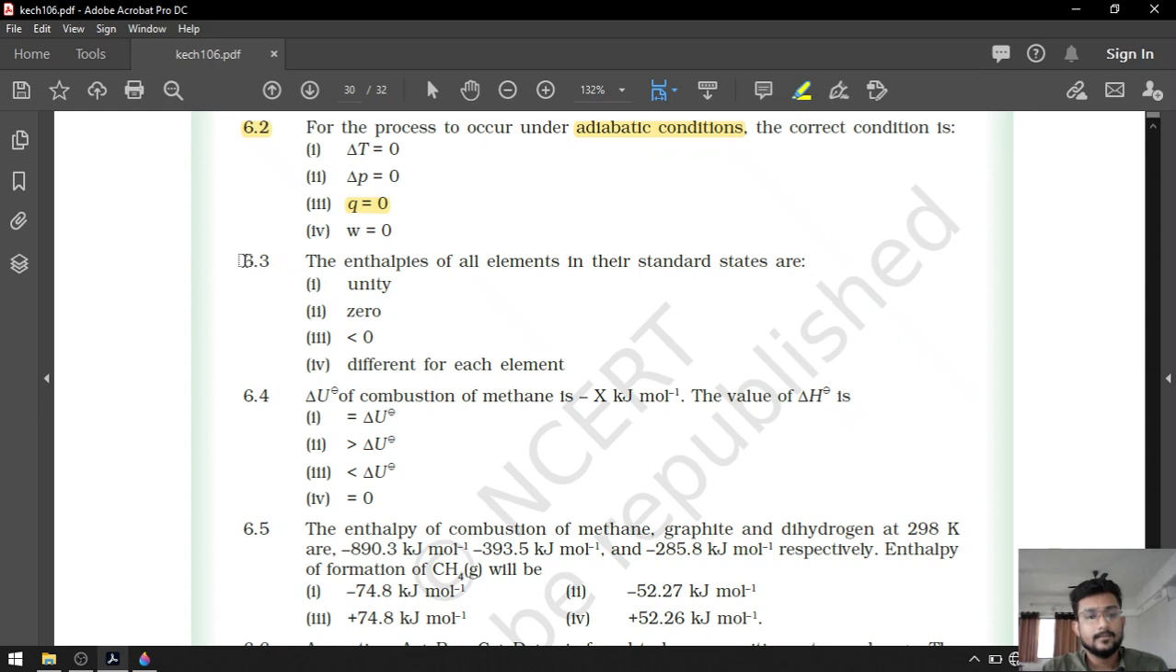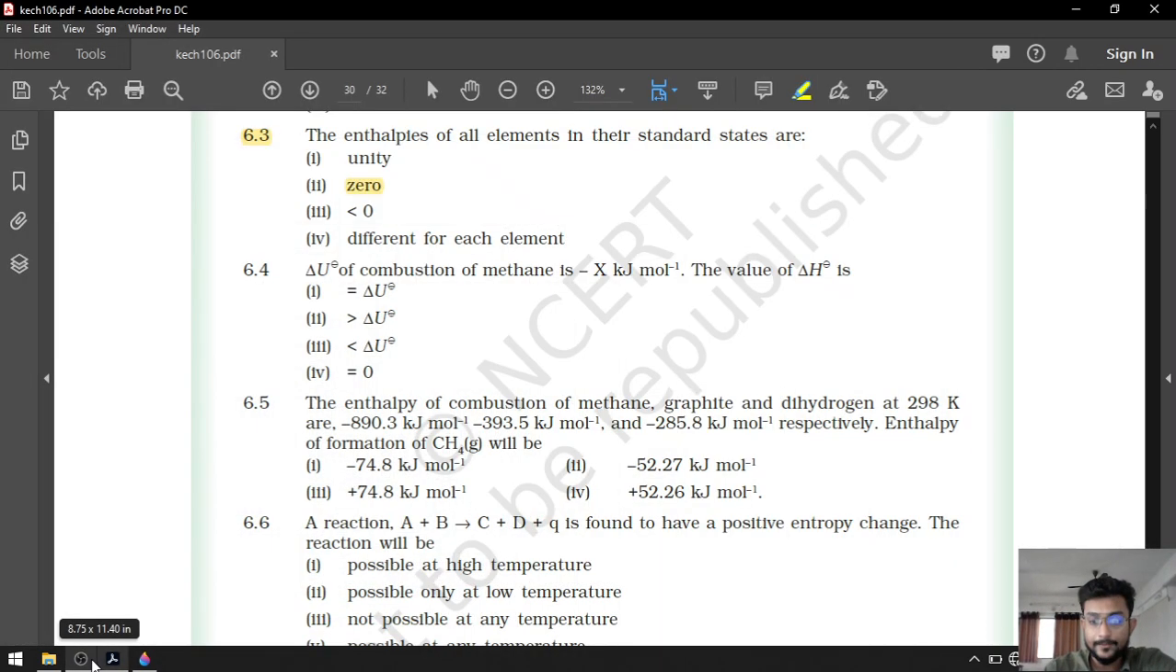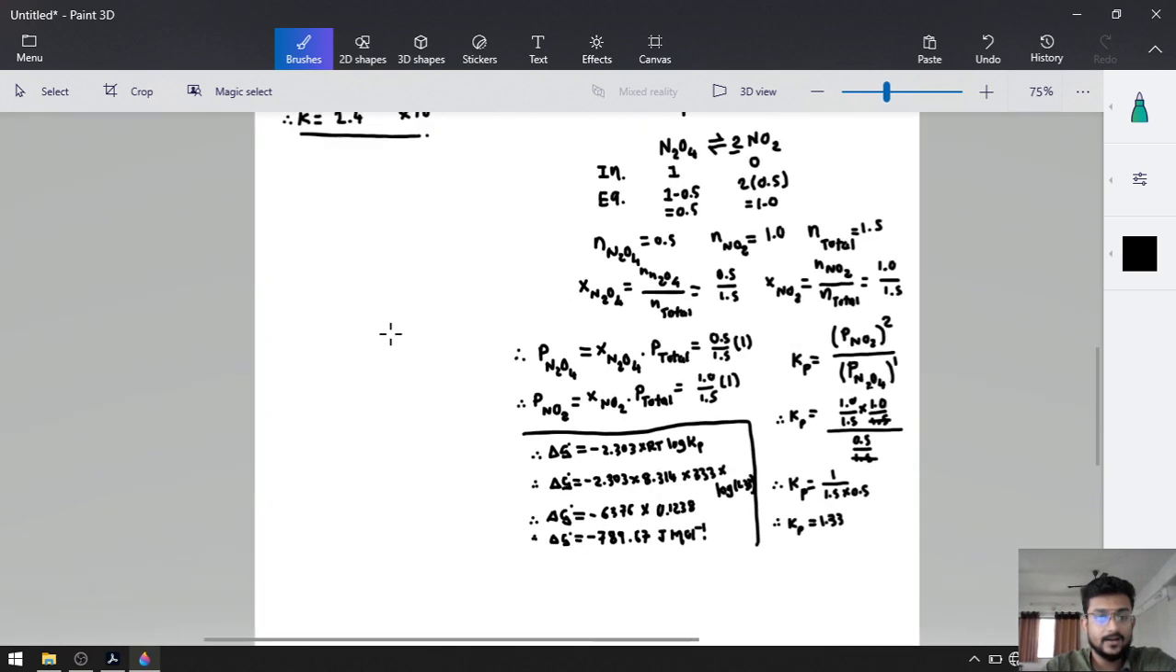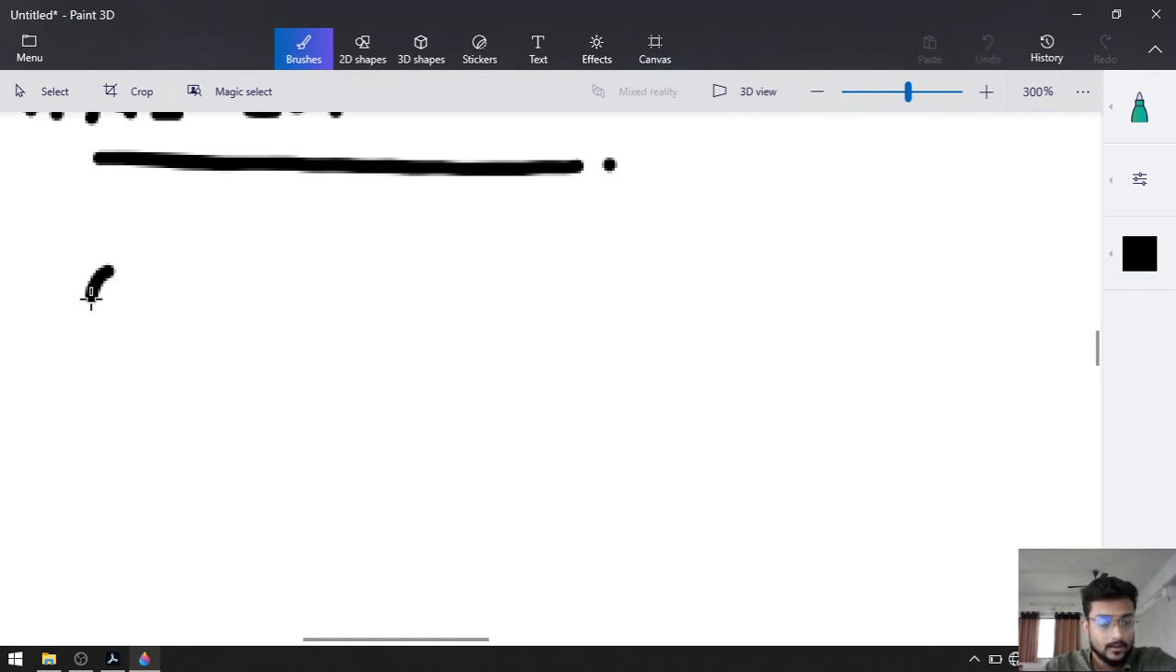After that, problem 6.3. Enthalpies of all elements in their standard state. Formation enthalpy of all the elements in standard state will be 0. So option B will be the answer. After that, MCQ number 6.4. Delta U for the combustion of methane is minus X kilojoule per mole. Okay, let's calculate problem number 6.4.